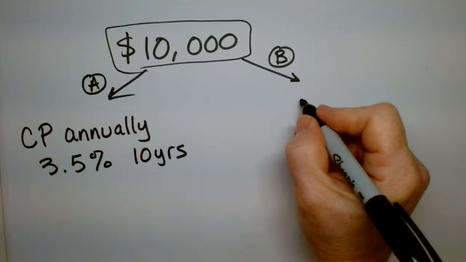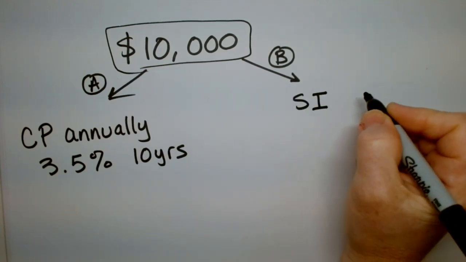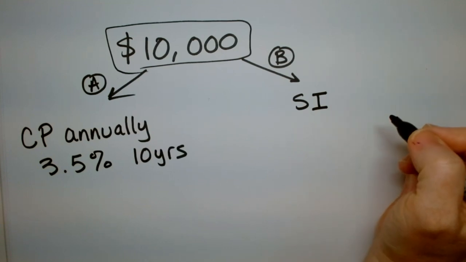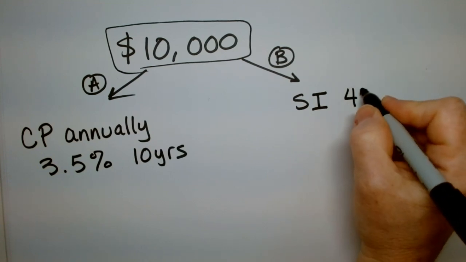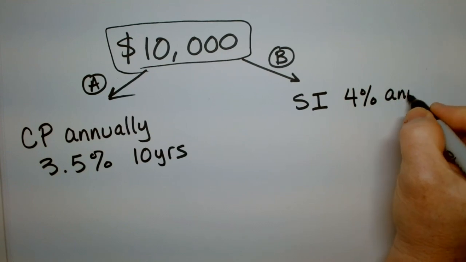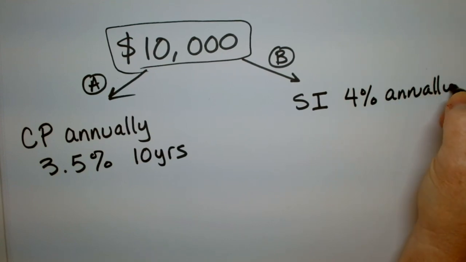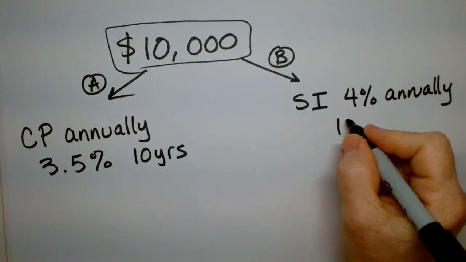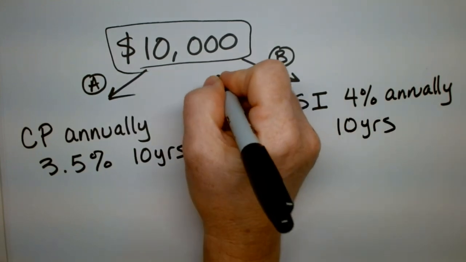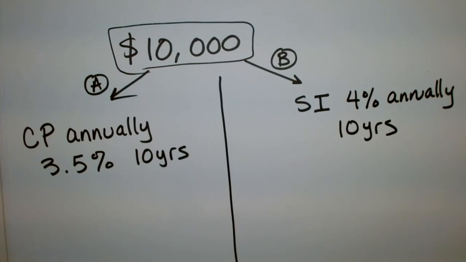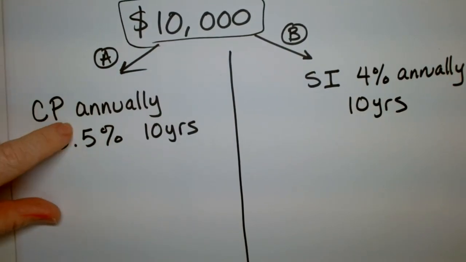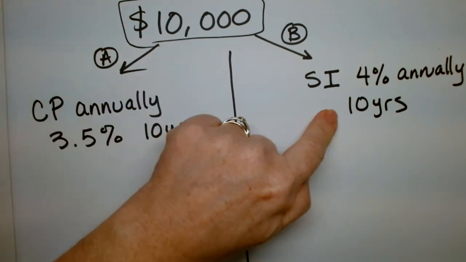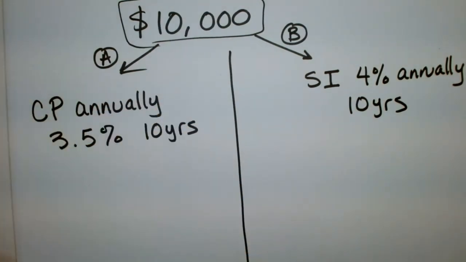The second bank says we have simple interest, SI. That means the interest does not make interest, but their interest is higher. It's 4% annual interest, no compounding. All right, and this is also for 10 years. Which one do you go with? Okay, so in this case, the interest is making interest every year. This one, it is not. All right, so let's see which one.